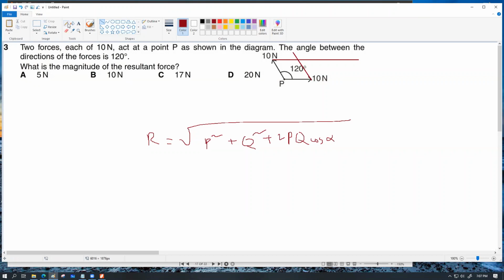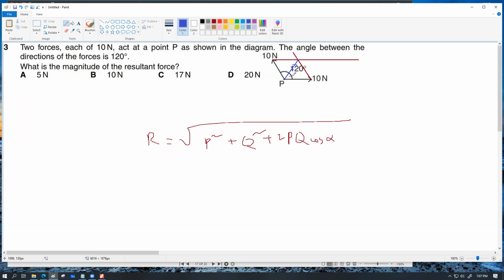Now the diagonal should look like this. This should be your diagonal. I'm showing the diagonal by blue, for example. Now you should be able to see it very clearly, once you complete the parallelogram, that you have created an equilateral triangle, because this is 120 degree and they're equal on both sides.